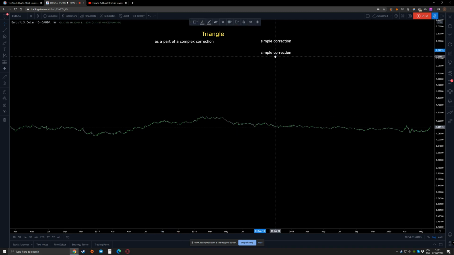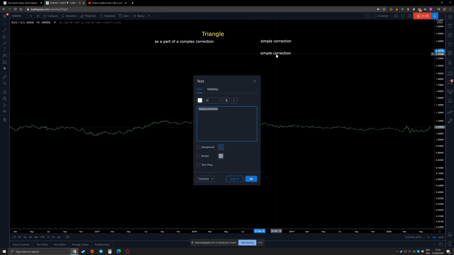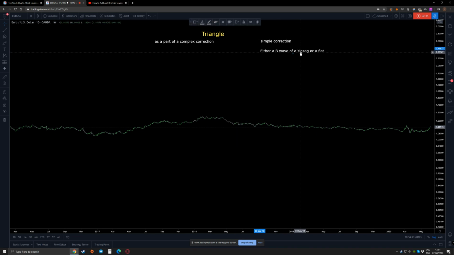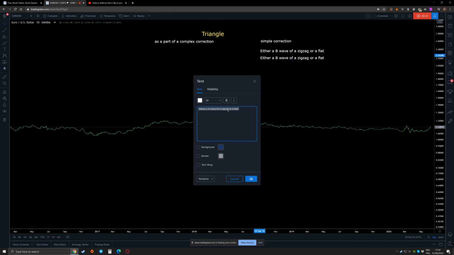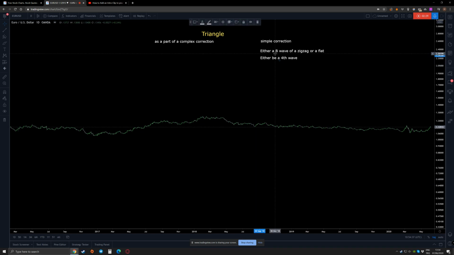So if it's a simple correction, then it can be either a B wave of a zigzag or a flat. Okay, this can be either this, or it can be a fourth wave. So either a fourth wave. Now, it is important to understand this B wave of a zigzag or flat because there's another B wave which is in a triangle itself.